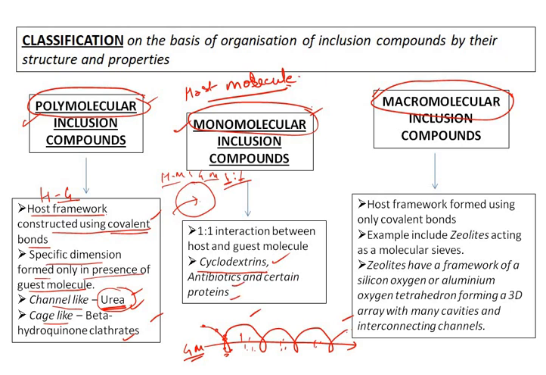And when it comes to macromolecular, what else can come to your mind other than zeolites? Zeolites are a very good example. You can read it. They have a framework of silicon-oxygen or aluminium-oxygen tetrahedra forming a 3D array with many cavities and interconnecting channels. So zeolite comes under the category of macromolecular. I think this is pretty easy for you people now.